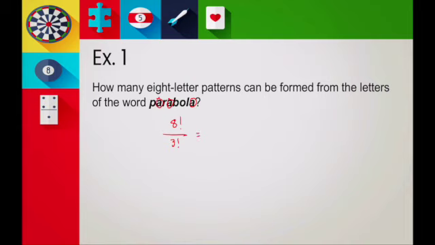And if you wanted to simplify this, 6 times 5 times 4 times 3 times 2 times 1 over 3 times 2 times 1, you could cancel out the 3 2 1s and get 20, 120, whatever, times 8 times 7. 6,720.